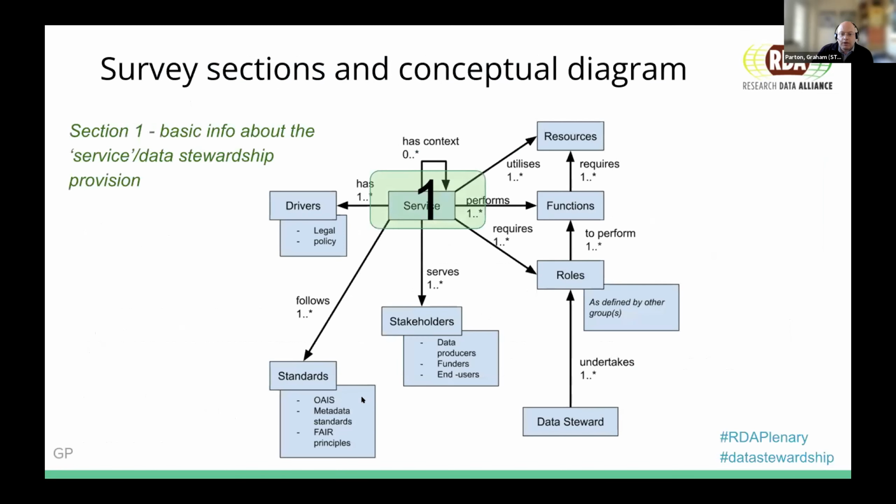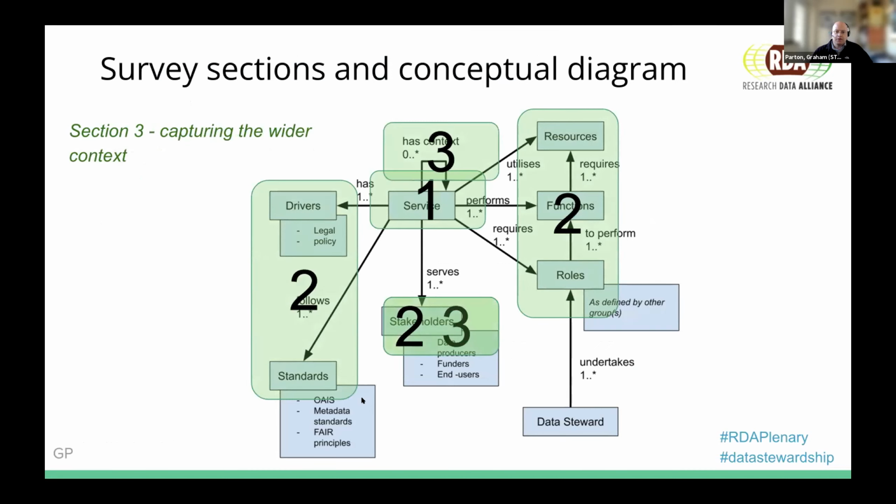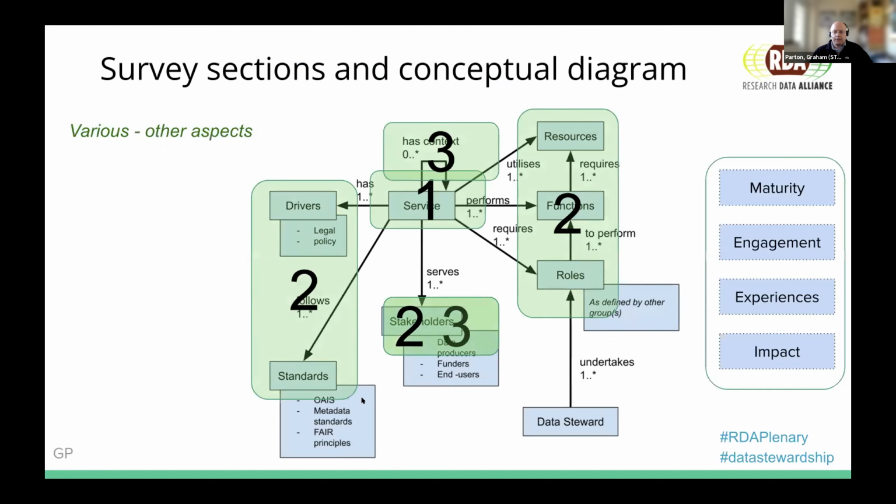So just to give you a quick overview of the survey structure. The first section is the basic information about the service or data stewardship provision. Then we have another section which looks at the roles and the functions within that service, before we go on to capture the wider context. In addition to that, we're looking at other aspects as well: the maturity of the service, the level of engagement that they have with the community, the experiences which they have, whether they're good or bad, and the overall impact of the service.